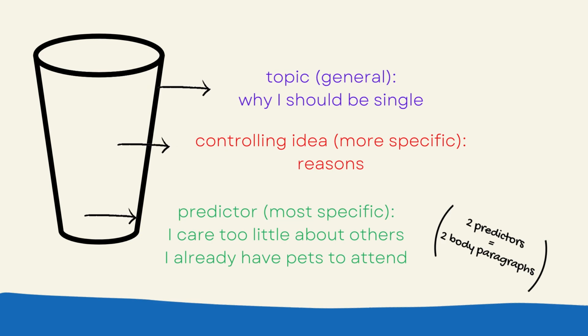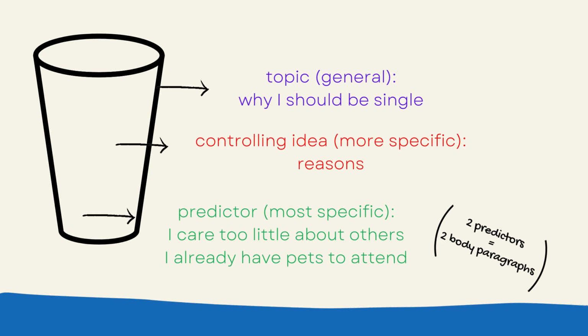So, looking at the cup again, the top part of the cup is the topic or the title in a more general sense: why I should be single. Now, what about why I should be single that you want to talk about? You want to talk about the reasons. So what are the examples of the reasons that you are going to talk about in your essay? The reasons are I care too little about others and I already have plans to attend.